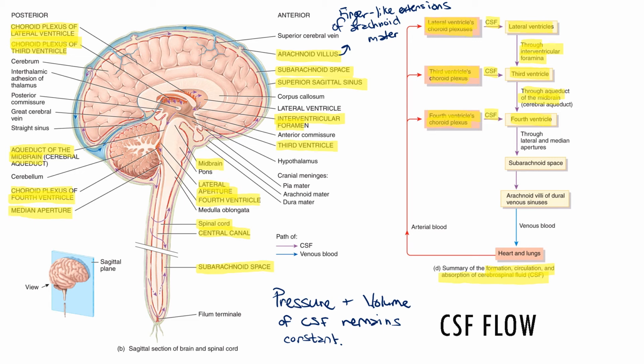And then all that cerebrospinal fluid is going to go through the lateral and median apertures into the subarachnoid space in the spinal cord and brain, and will circulate back up to the brain, where the cerebrospinal fluid is then going to be reabsorbed into the arachnoid villi of the dural venous sinus, back into the venous blood, back into the heart and lungs. So we kind of have that circulation happening all the time.